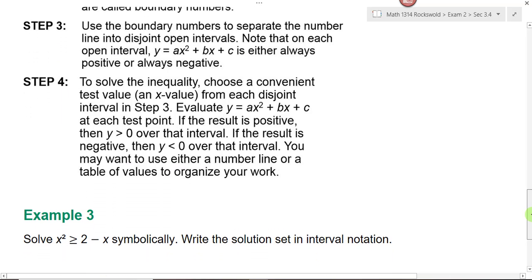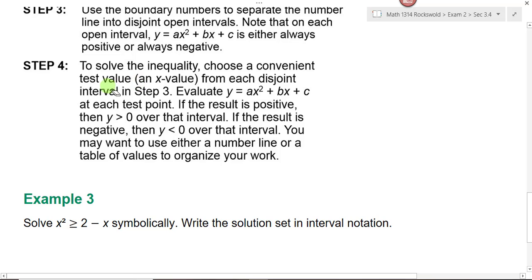And then step 4 is you want to choose a convenient test point from each of those intervals and then evaluate the sign of the quadratic expression at the test point. It's either going to be positive or negative. And then depending on your inequality, whether it's greater than or less than, you'll write your answer that way.